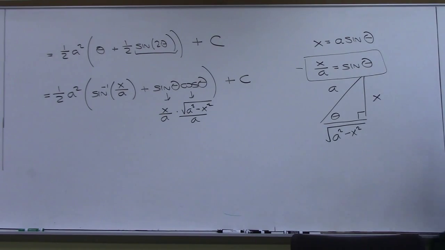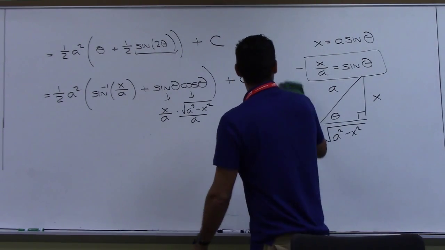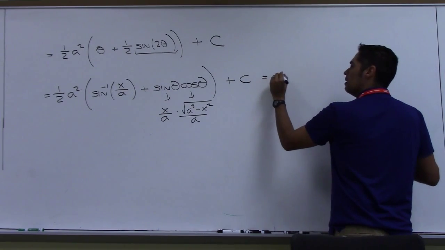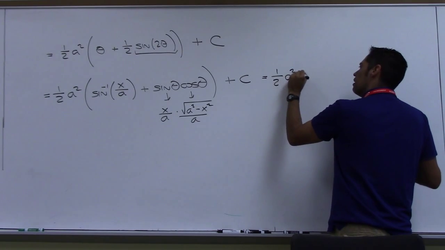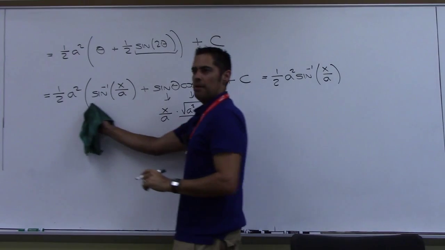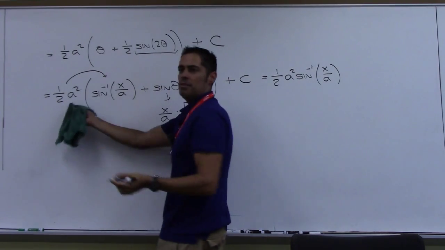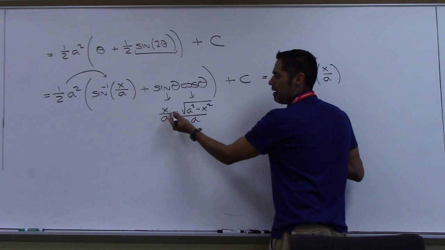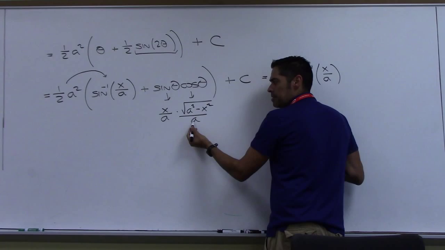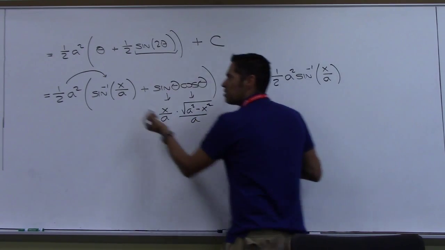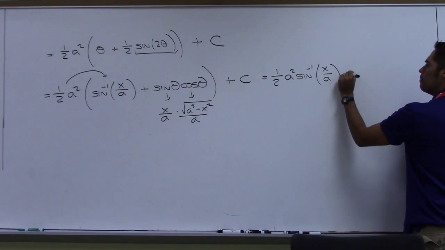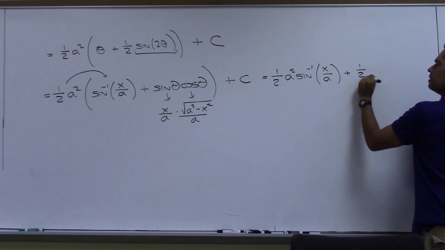All right, let me rewrite everything. Let me try and do this all right now in one line. So we have 1/2 a squared arc sine of x over a. That's this, right? And I actually distributed this through, and it's a constant, so I just put it in front. Over here, I have x times this root, right? Over what? A times a, which is a squared, right? That a squared and that a squared are going to cancel out. And so I'm going to have what? Plus 1/2.